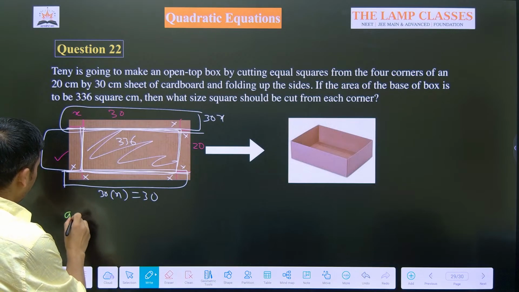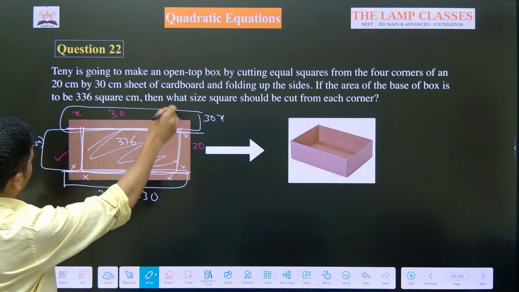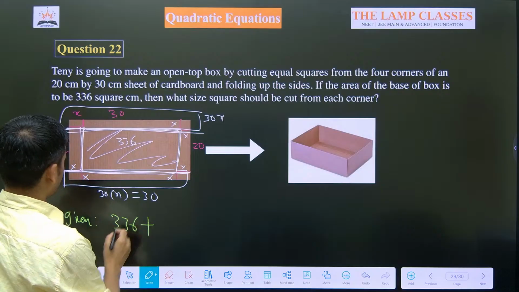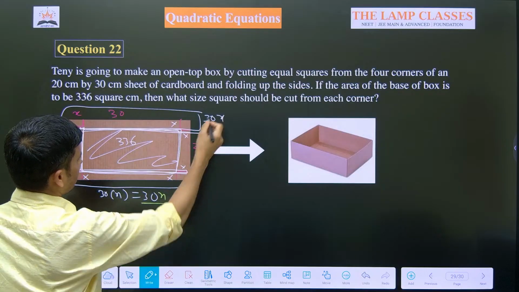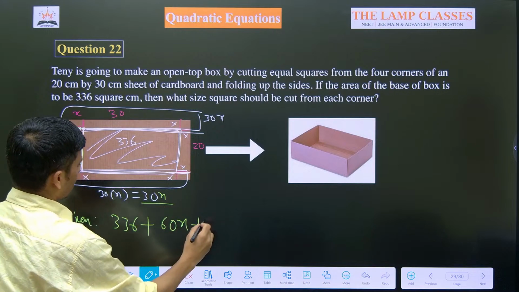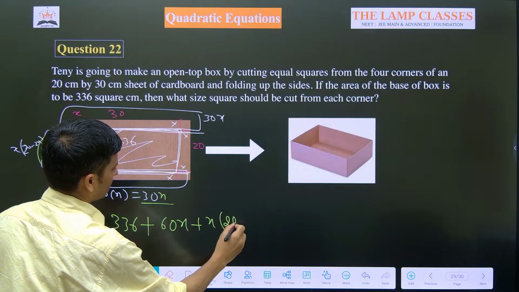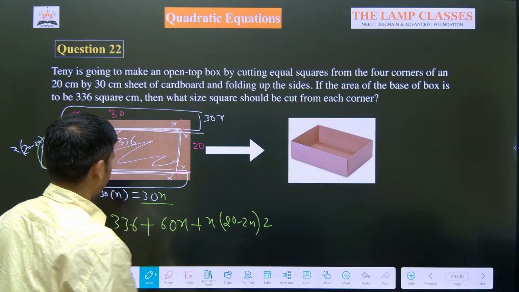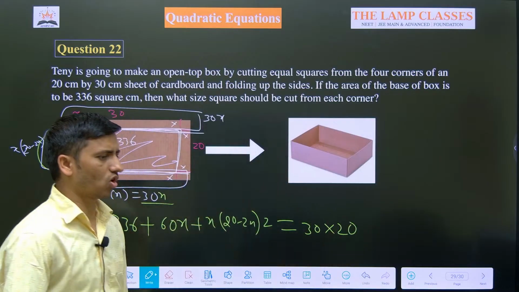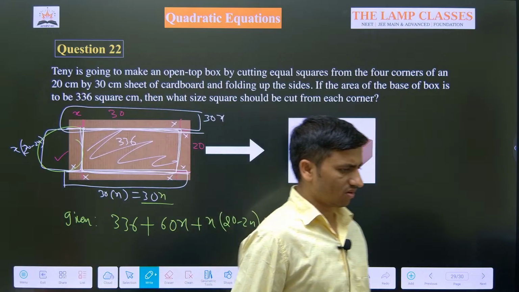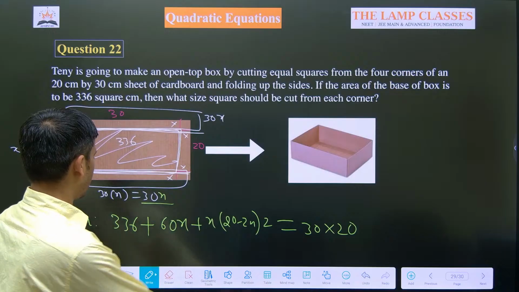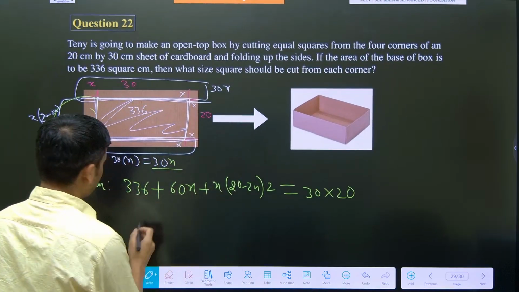So they have given 336 plus this area 60x plus this area will be x times 20 minus 2x into 2, and the total area should be 30 into 20. Guys, please check. Now you may have your own way of doing it. Do not copy it. You can follow your own approach here. Let's see what we are getting after this.